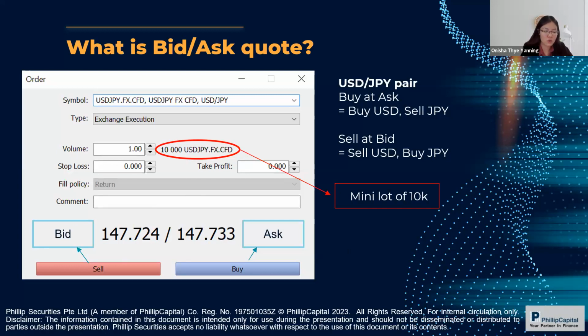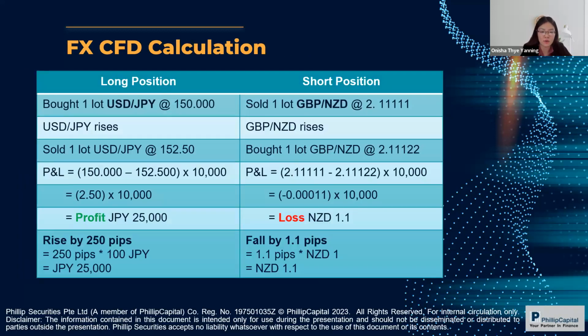Now, for the FX CFD calculation, do note that the profit and loss is always reflected in terms of the term currency. As you remember just now, the term currency is the currency on the right-hand side. The pip value and everything, we will need to remember for this calculation. Okay, so let's get into it.